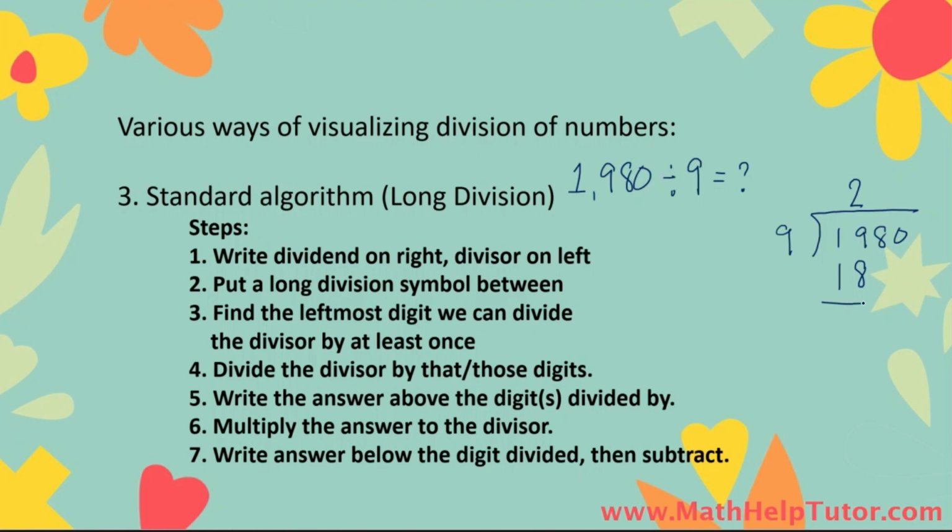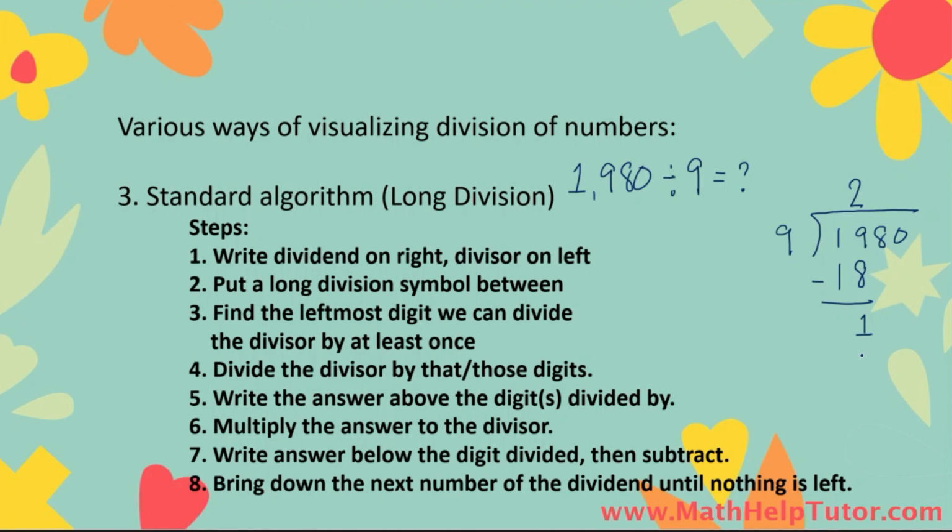After that, we are going to subtract the answer of our multiplication to the digits that we have selected for division. So 19 minus 18 is 1. After that, we bring down the next digit of the dividend, which is 8, and put that beside the answer of the subtraction. So doing that, we get the number 18. And then we repeat step 4. We keep on repeating this until no more digits are left to bring down from the dividend.